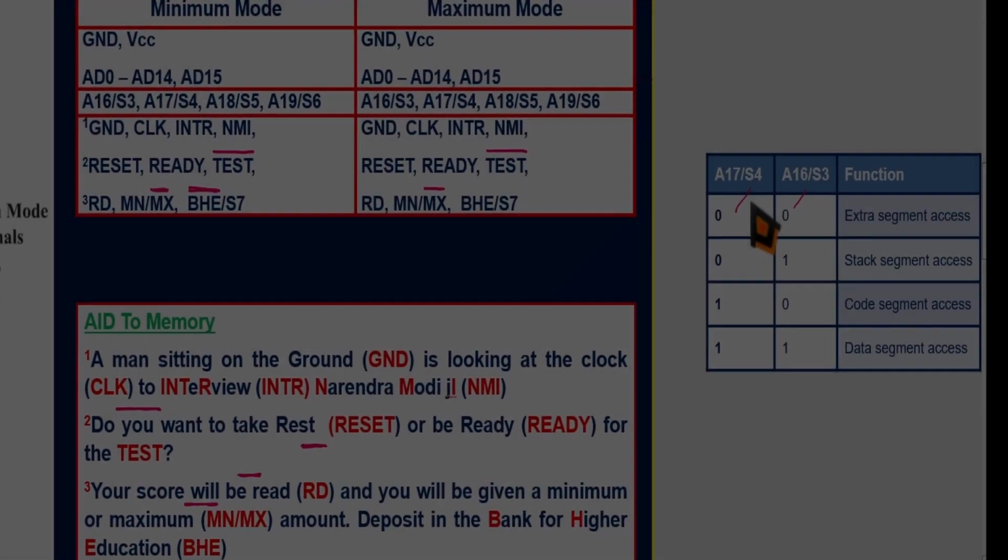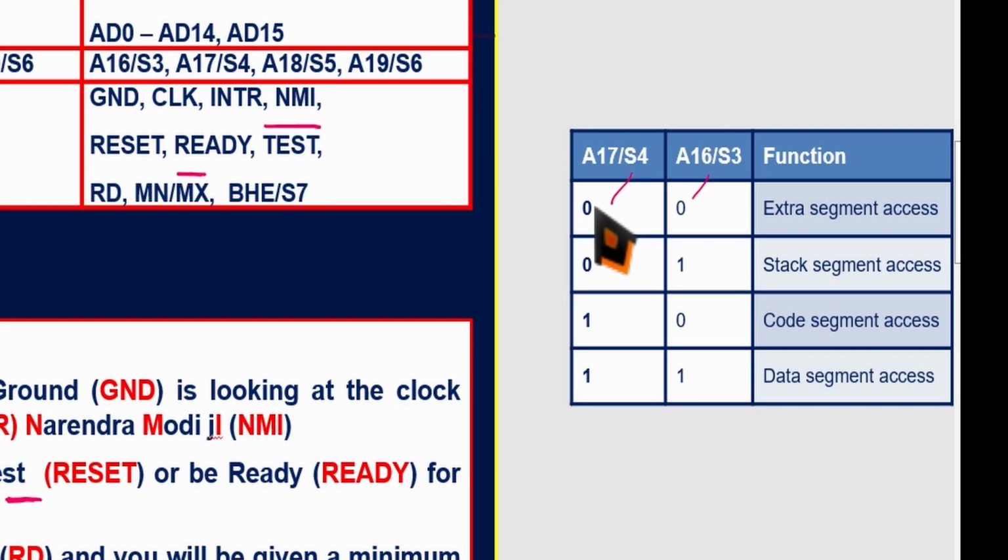For example, if the status signal S4 is 0 and S3 is 0, then extra segment is being accessed by the processor. When S4 is 0 and S3 is 1, stack segment is accessed. Then 1 0 means code segment will be accessed. 1 1 indicates that data segment is accessed.